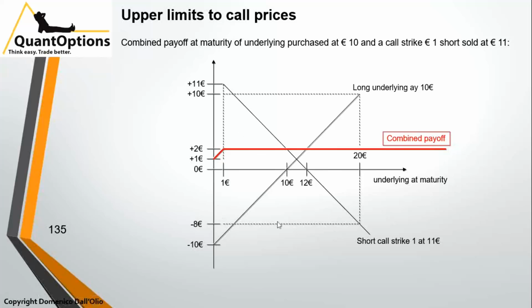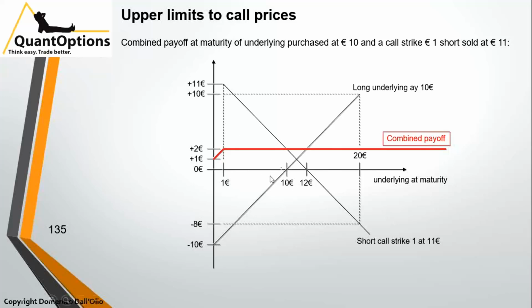Why? Because the strike is 1, so the value of the option at maturity is spot minus strike, 9. We short sold it for 11, we restitute 9, we keep 2 as a difference. The same applies if the underlying at maturity is 1 euro, because in that moment the option is at the money, so it's worth 0, and we keep all the money collected from the short selling, 11.